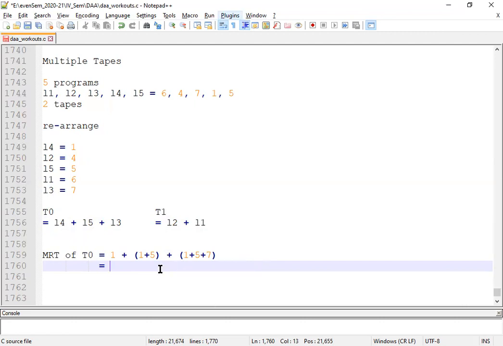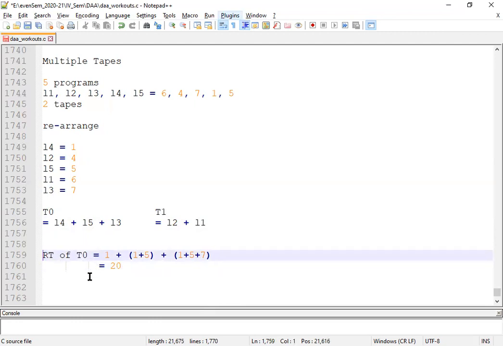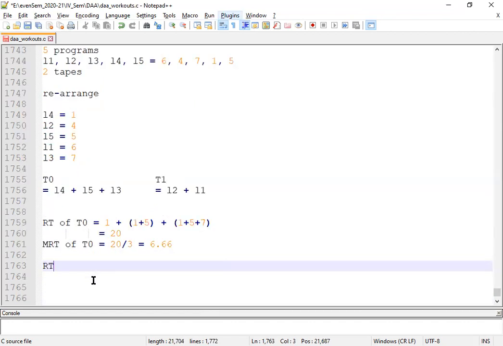Is it 20? Yes, 20. So mean retrieval time means this is actually retrieval time. Then MRT, that is mean retrieval time of T0, is going to be 20 divided by total number of programs on T0, which is 3, that is 20 divided by 3. So that we get it to be 6.66. Similarly, let us first calculate the retrieval time of T1 tape.